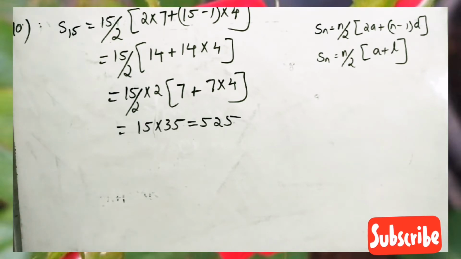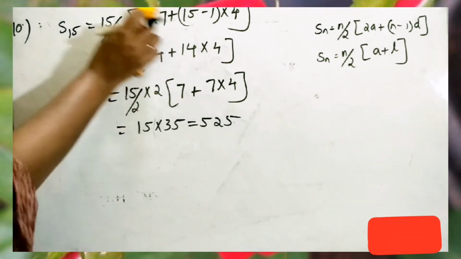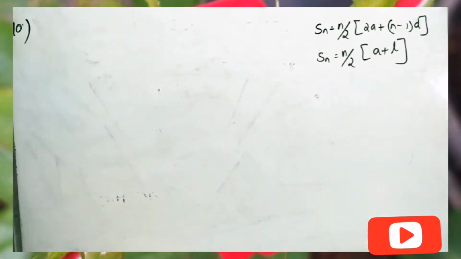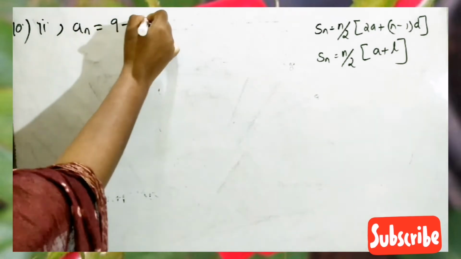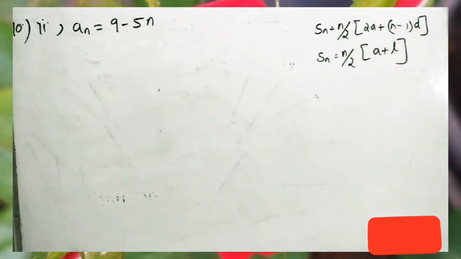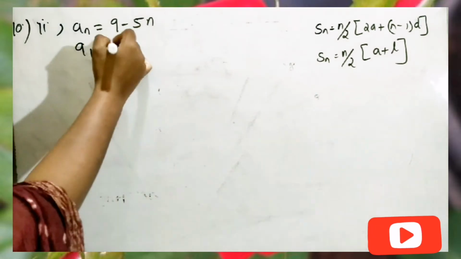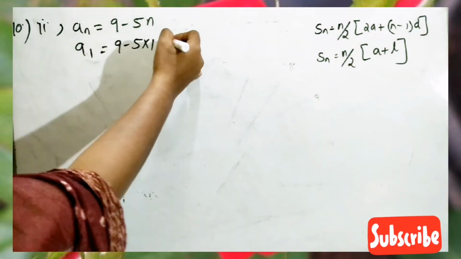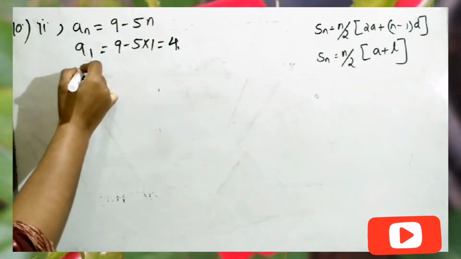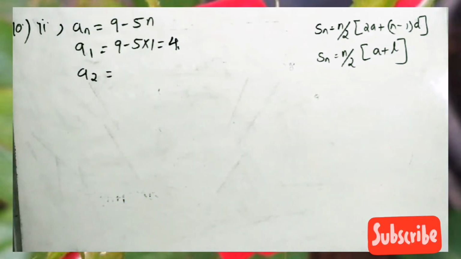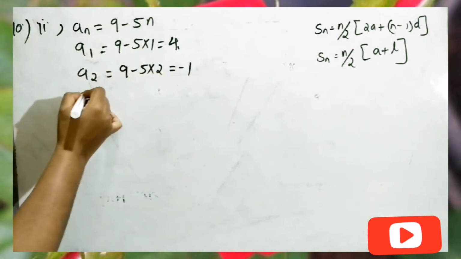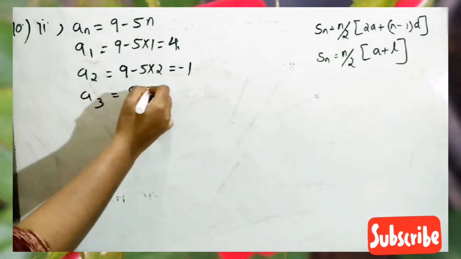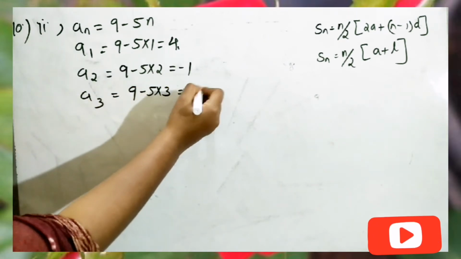Now second sub question. Second one. In that question also an is given. an is equal to 9 minus 5n. Then a1 is equal to 9 minus 5 into 1, that is equal to 4. And a2 is equal to 9 minus 5 into 2 equal to minus 1. a3 is equal to 9 minus 5 into 3 is equal to minus 6.